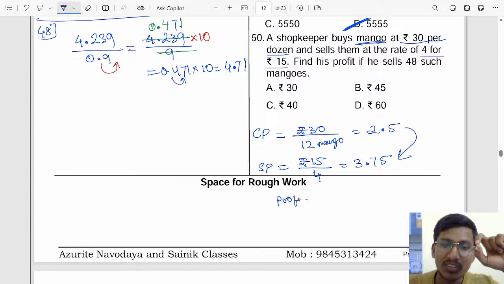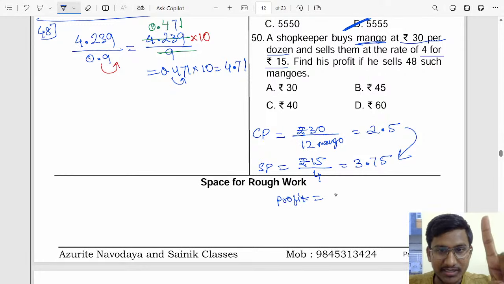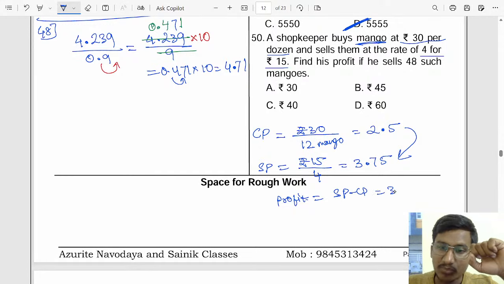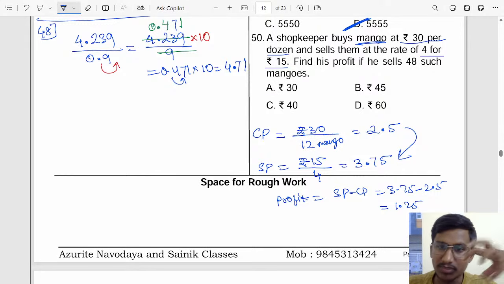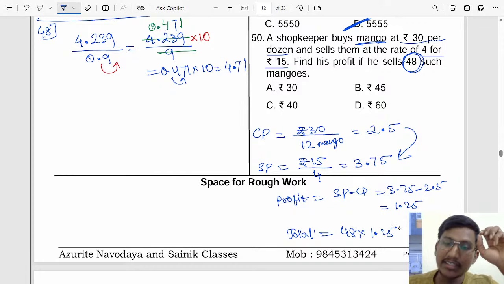So profit will be selling price minus cost price. Selling price is 3.75 minus 2.5, so it will be how much? 1.25 rupees. 1.25 rupees will be the profit. So for 48 mangoes will be how much? So total profit will be 48 into 1.25, so the answer will come as 60 rupees. So total profit will be 60 rupees. That is how you have to do the answer for this question.